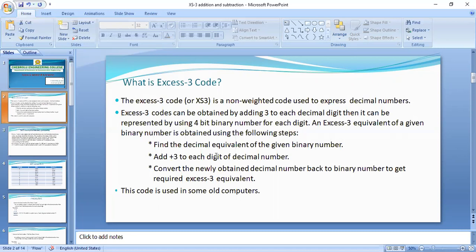First write the decimal equivalent for the given number and then add 3 to each digit. After adding, we will get the newly obtained decimal number. Then we write the 4-bit binary equivalent for each decimal digit. That is the final XS3 equivalent for the given number. So this is all about XS3 code.